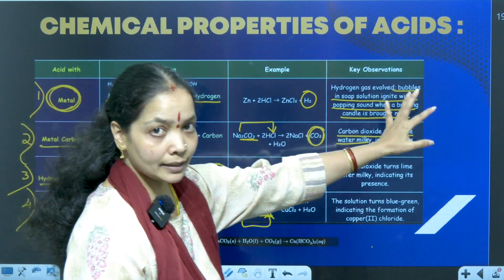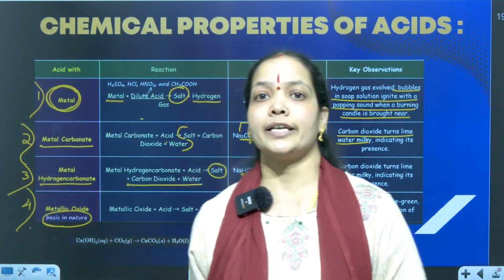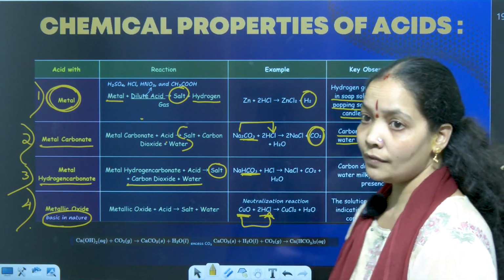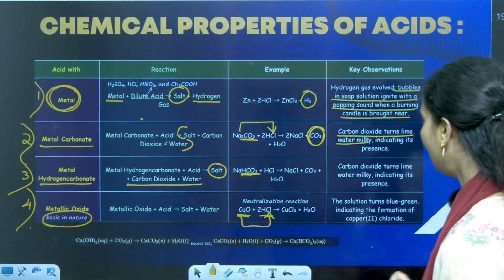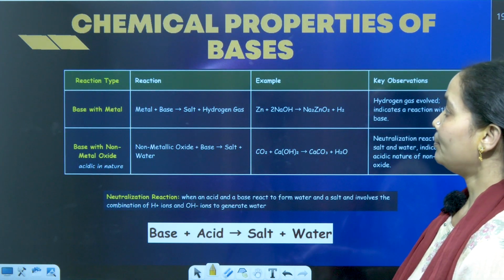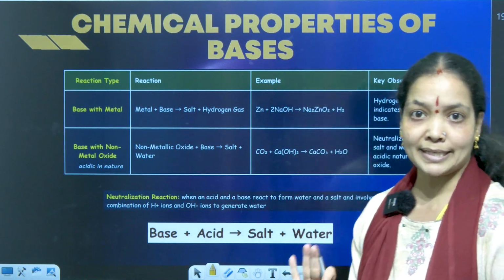Reactions, how to detect them, as well as all the general forms are very important. So these are chemical properties of acid. Let us further learn about the next reaction. What happens to the chemical properties of bases?